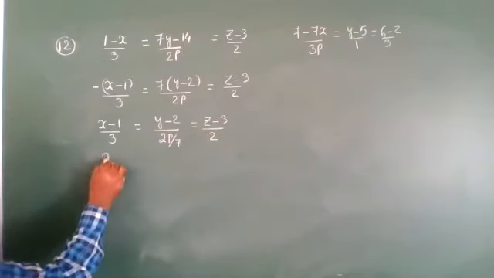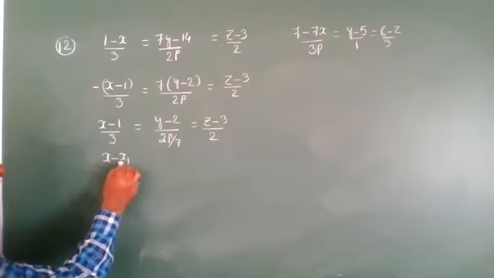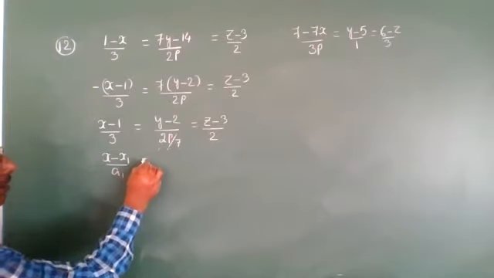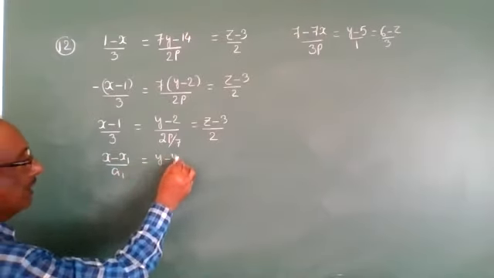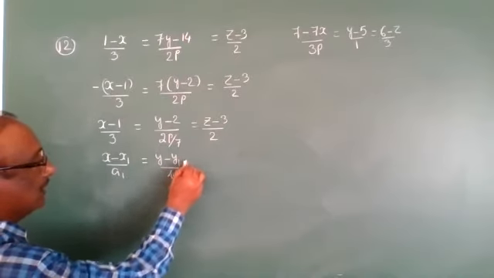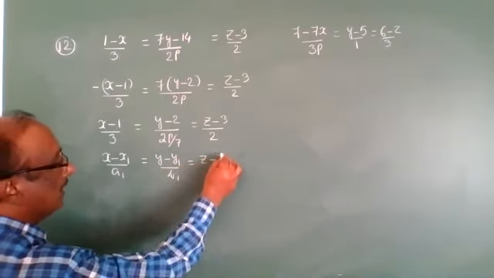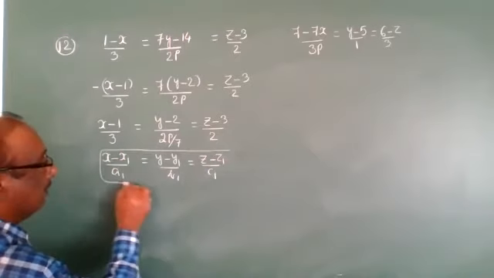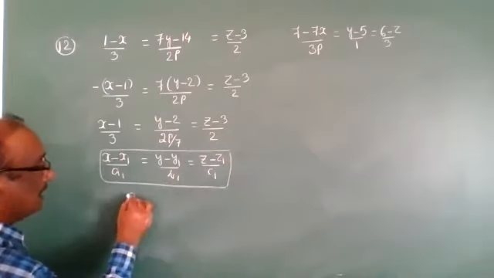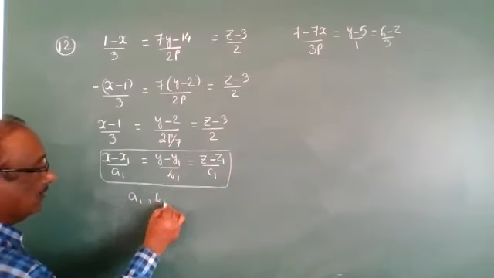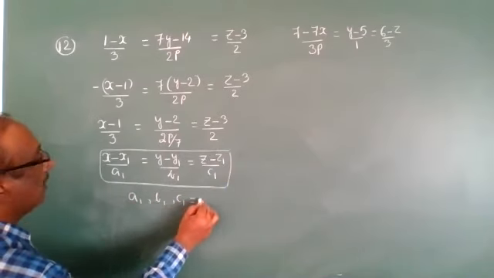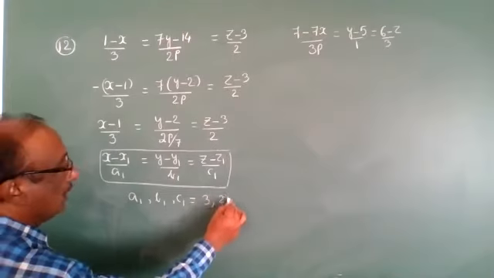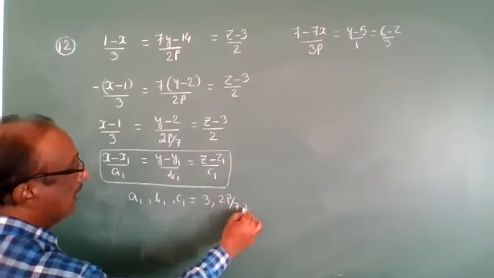So it is in the form of (x minus x1) by a1 is equal to (y minus y1) by b1 is equal to (z minus z1) by c1. Now it is in the correct form. Now write down the DRs: a1, b1, c1 is equal to 3, 2p by 7, and 2.